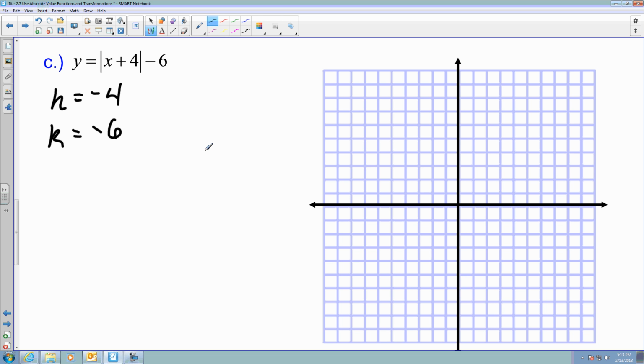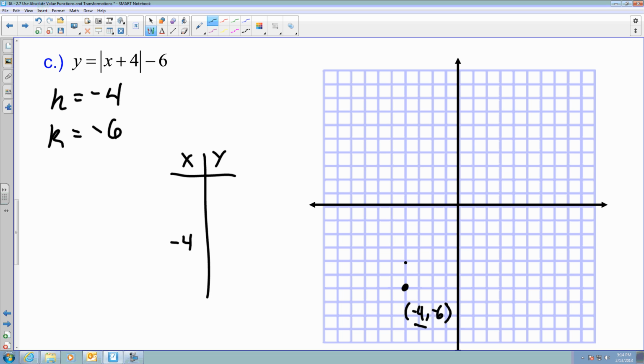So I can go 1, 2, 3, 4, 1, 2, 3, 4, 5, 6. So right here is where I am plotting my vertex, which is at negative 4, comma, negative 6. That's where the new vertex is, where it was usually at 0, comma 0. So from here, this is where my plotting of x and y points changes. And what I have to do is look at my x-coordinate. My x-coordinate is negative 4, so I want that to be my middle.